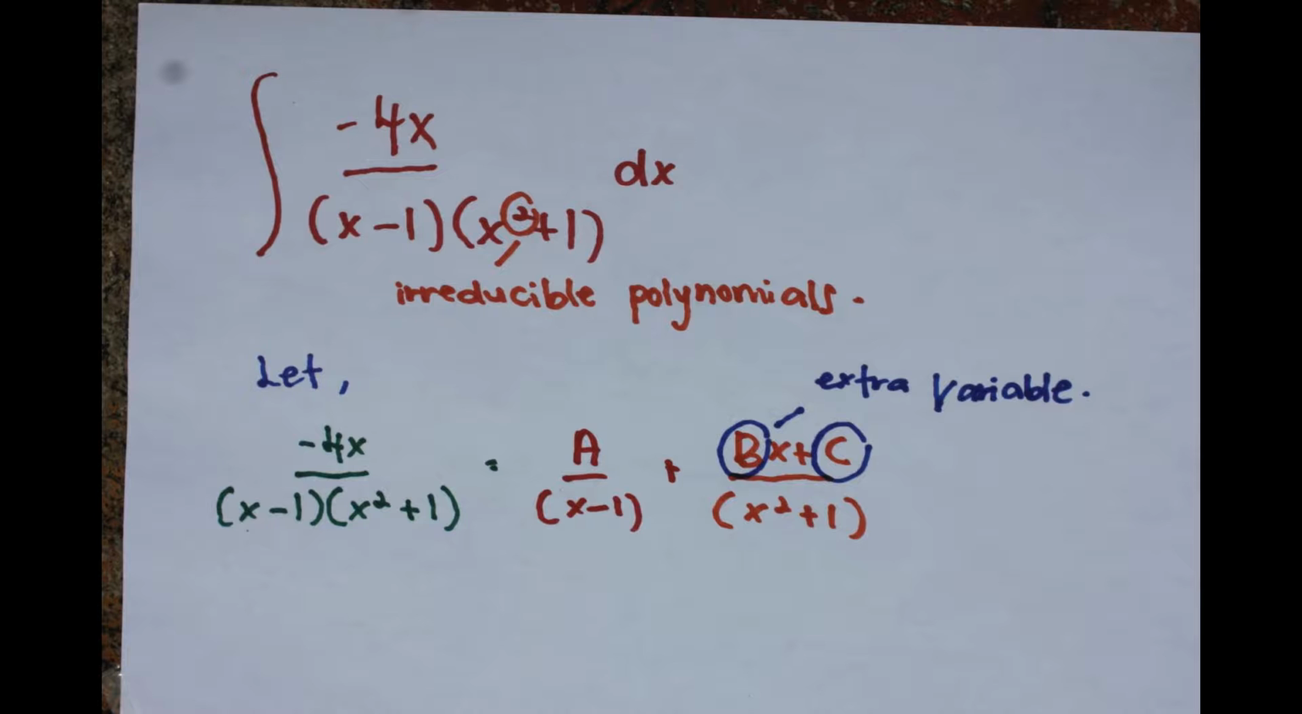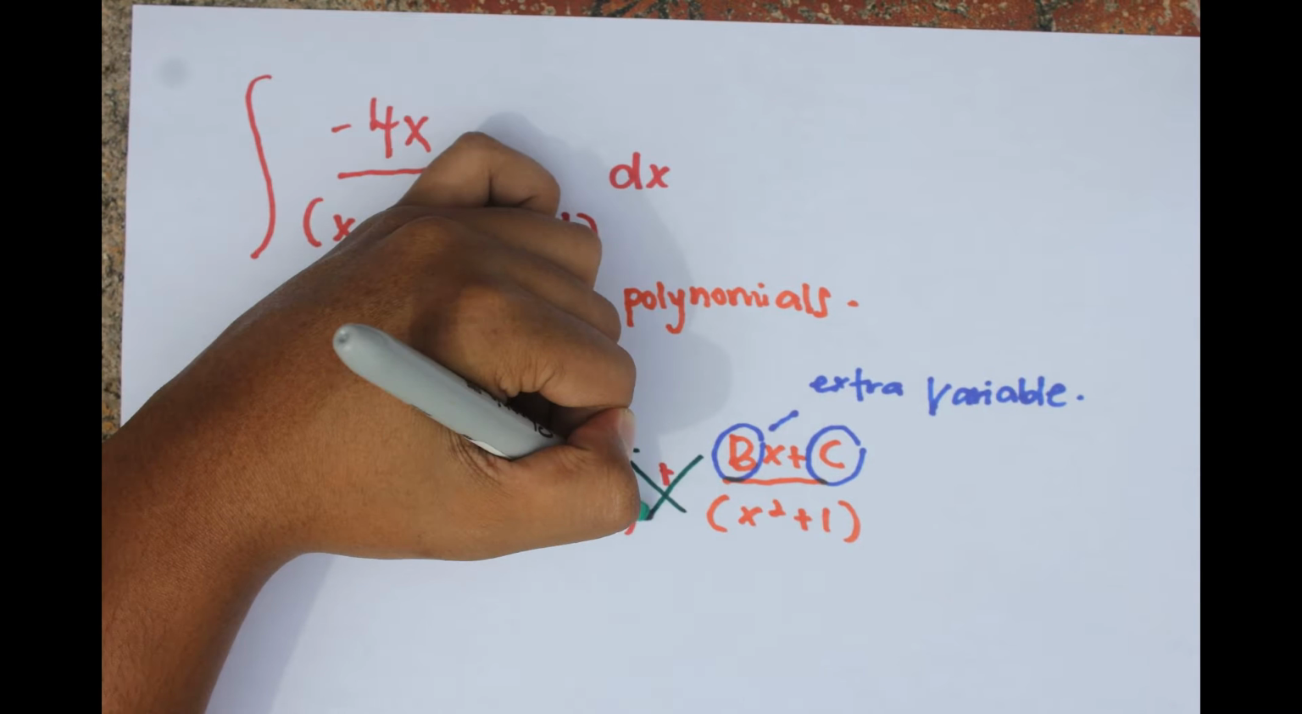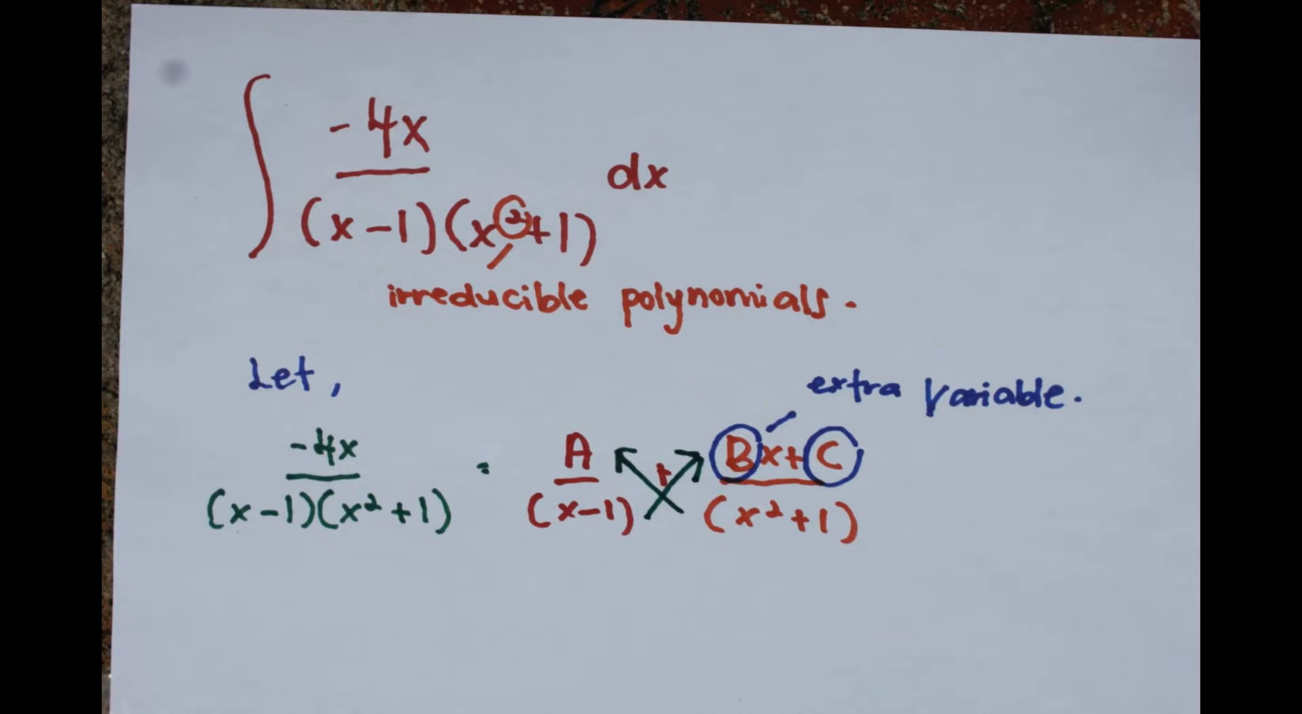As you can see, the first part is the average a over x minus 1. But then, in the second part of this quadratic function, there will be a bx plus c over x squared plus 1. Like a linear partial fraction, we should always first break it up and then cross multiply.